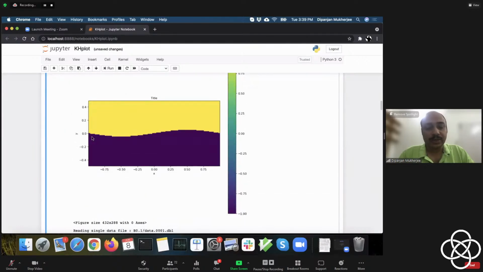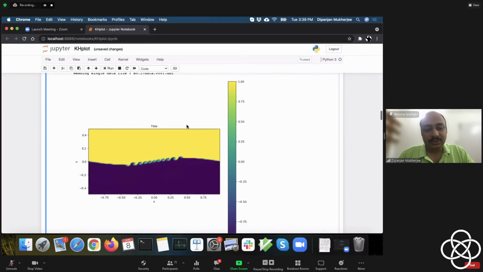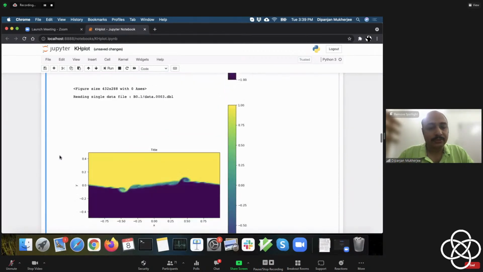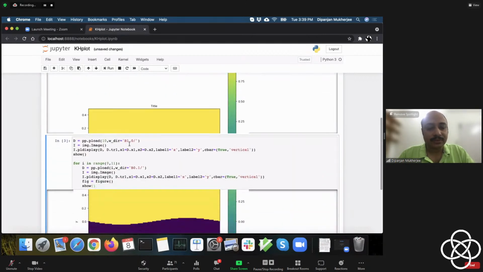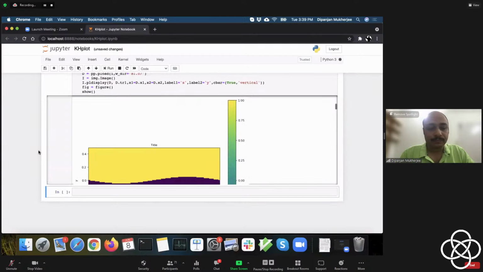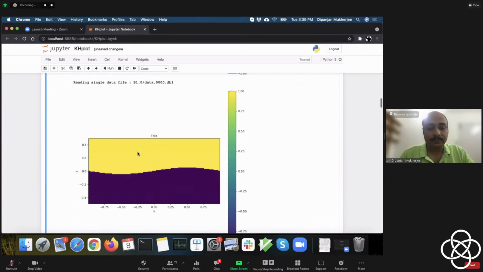So forget the first one. So this is the start point of the simulation. Sorry, I forgot to change the directory. So this was still 1 point. Okay, so this is the start point of the simulation.